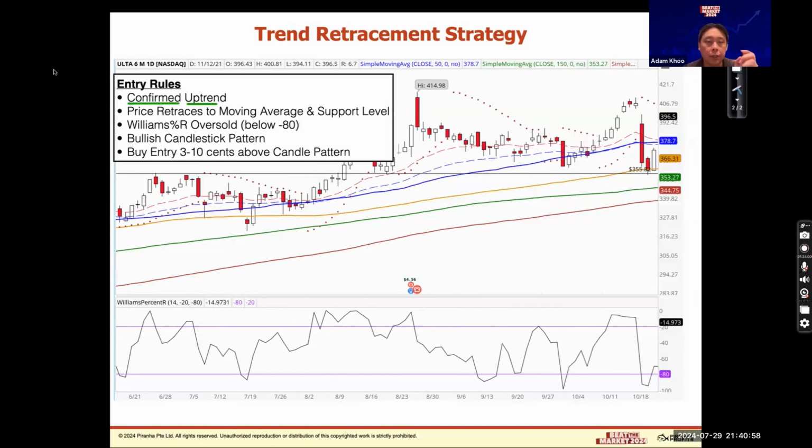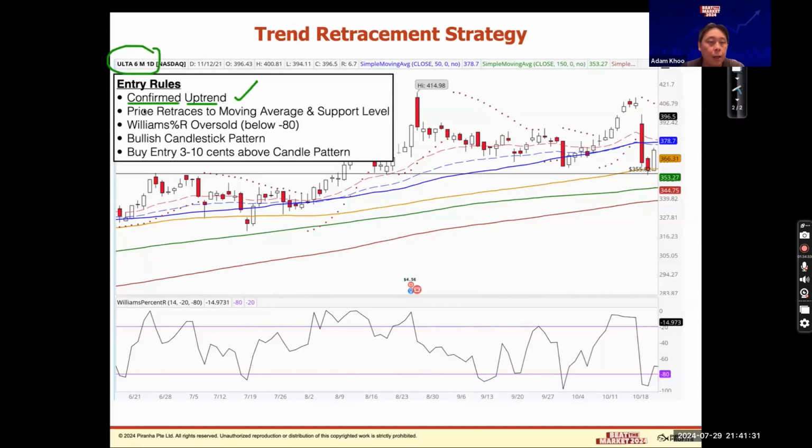So this example is Alta. Can you tell me, is it on a confirmed uptrend based on what you see here? Do you see a confirmed uptrend? Yes. How do you know? Because the 20 is above the 40, the 50 is above the 150, 150 above the 200. Moving averages are all in sequence. So that's how you know it passes the first entry rule. It must be in an uptrend sequence.